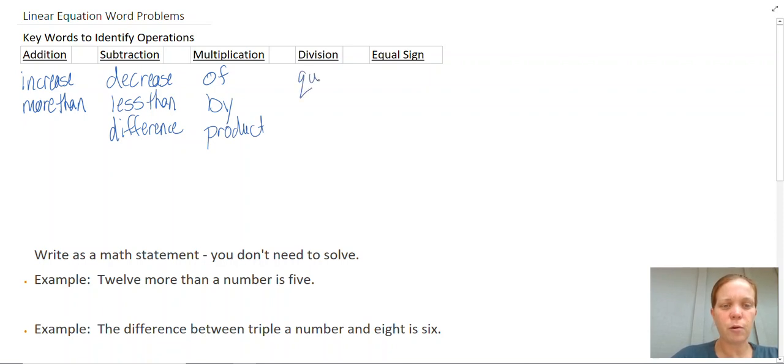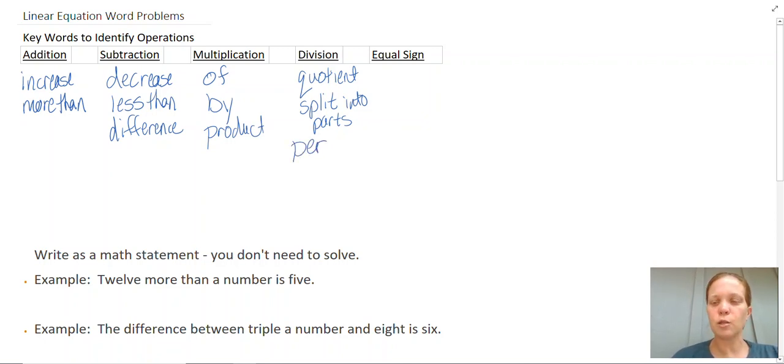Division, kind of a mathy word, quotient. But anytime we're talking about like splitting something into different parts, let's just say that's split into parts. So it might not even say that, but just if we can think of a problem like that. Per is a big one. So figuring out like miles per hour. You take the miles divided by however many hours. That gets you the speed. And then an equal sign, if we see the word is or any form of the word is, that is where we typically put an equal sign.